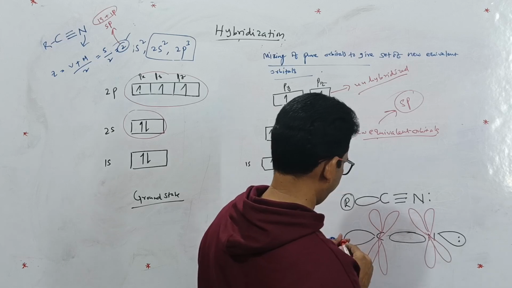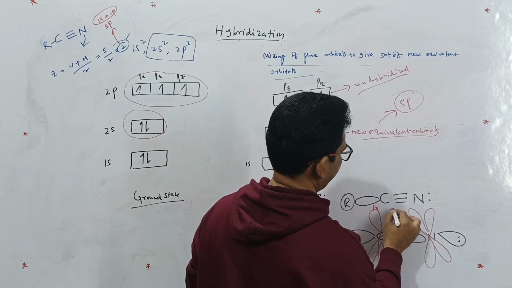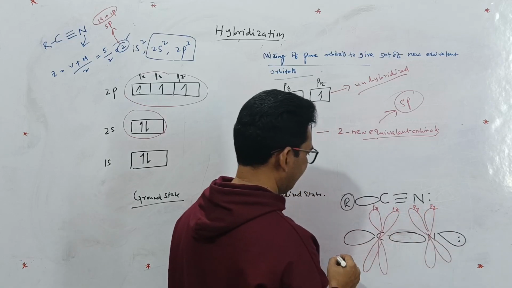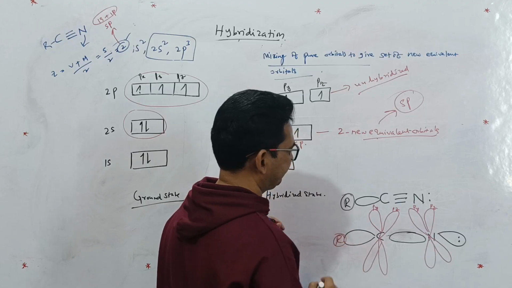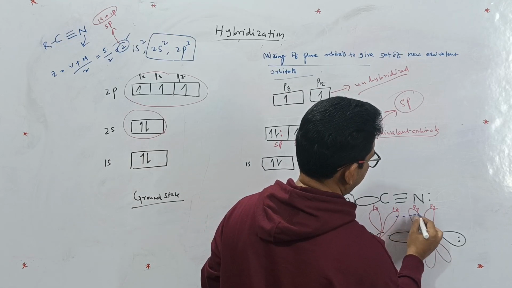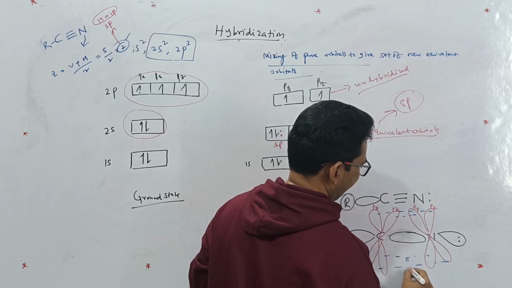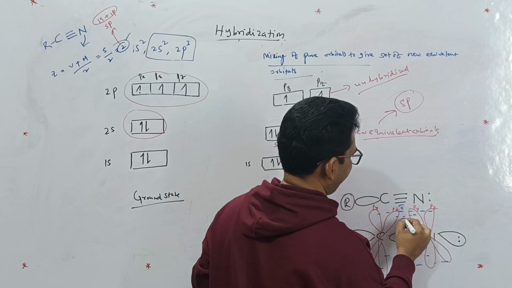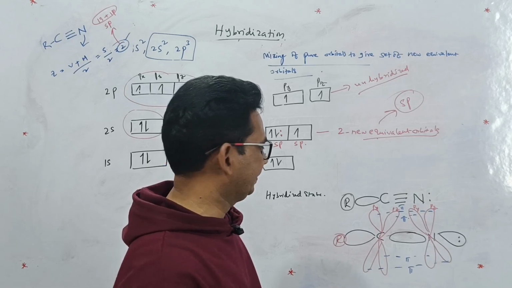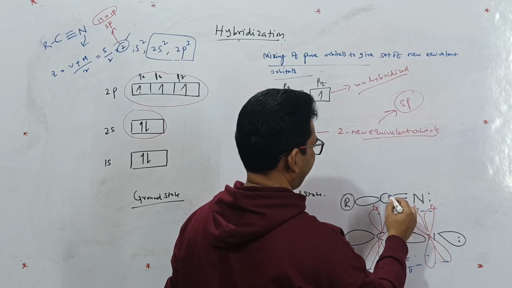You can see, one is called the py, another one is the pz. On the nitrogen also py, and another one is the pz. This is the R. Okay, now they overlap with each other. You can see here, one half pi, here one half pi, here one half pi, here one half pi. Total how many? 2 pi bonds. That's why it shows sp hybridization.